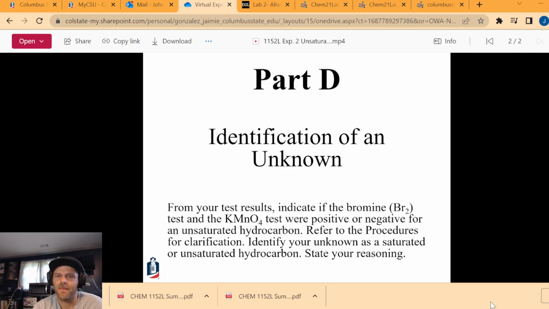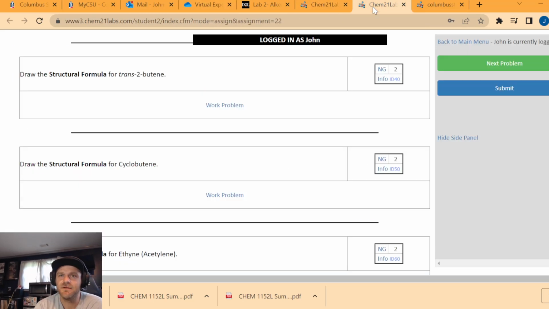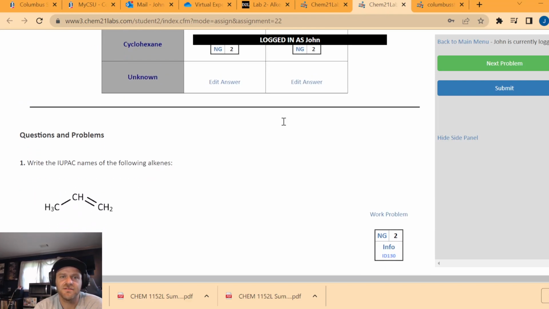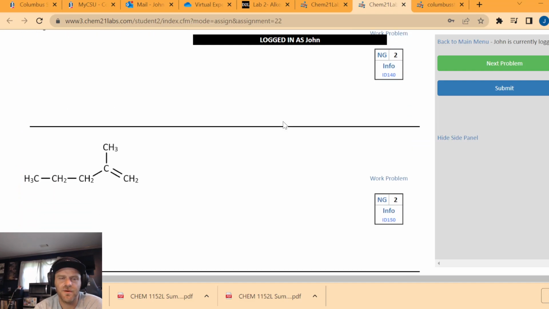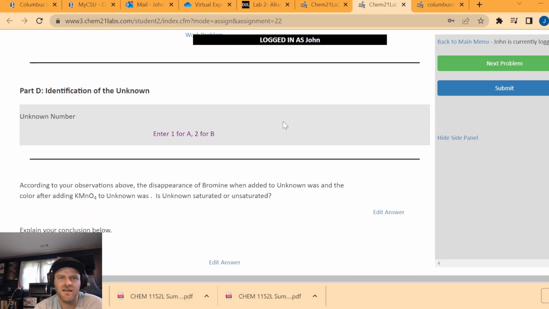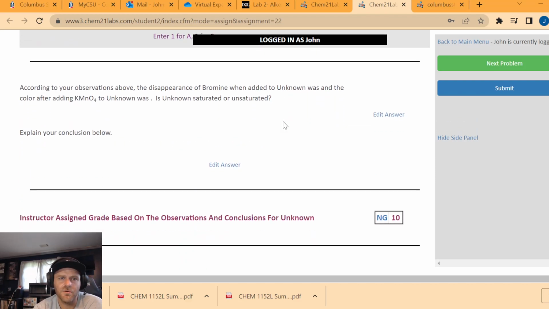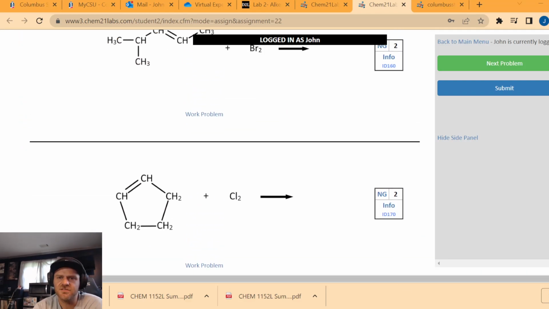All right, and that should be everything that you need to complete the lab. Let me just kind of double check. This was the potassium permanganate test. Write the IUPAC names for these molecules, no problem there. And make sure you enter number 1 for your unknown. And I think that'll be about it. So just email me if you have any questions, and I will see y'all next time. Bye.